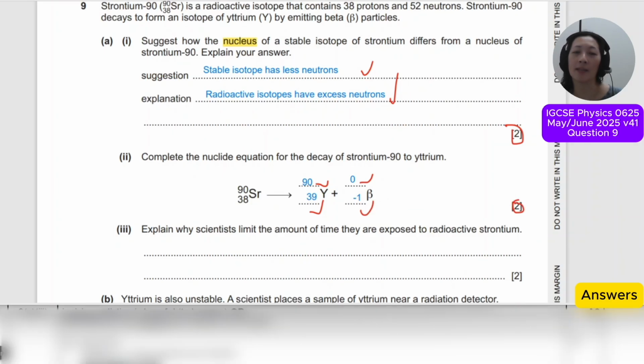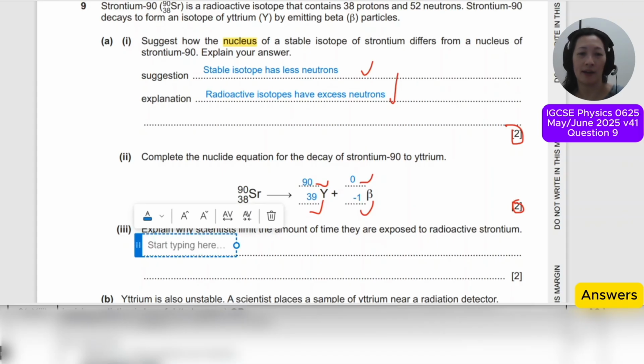Number 3. Explain why scientists limit the amount of time they are exposed to radioactive strontium. Now remember that radioactive isotopes are dangerous because they produce ionizing radiation. And what's the problem with ionizing radiation? They are very harmful to human beings. So that's the accepted answer because you can see in this question, they never mentioned anything about ionizing. So if you wrote the word ionizing, it's quite likely you would get 1 mark for this question. So let's write that here.